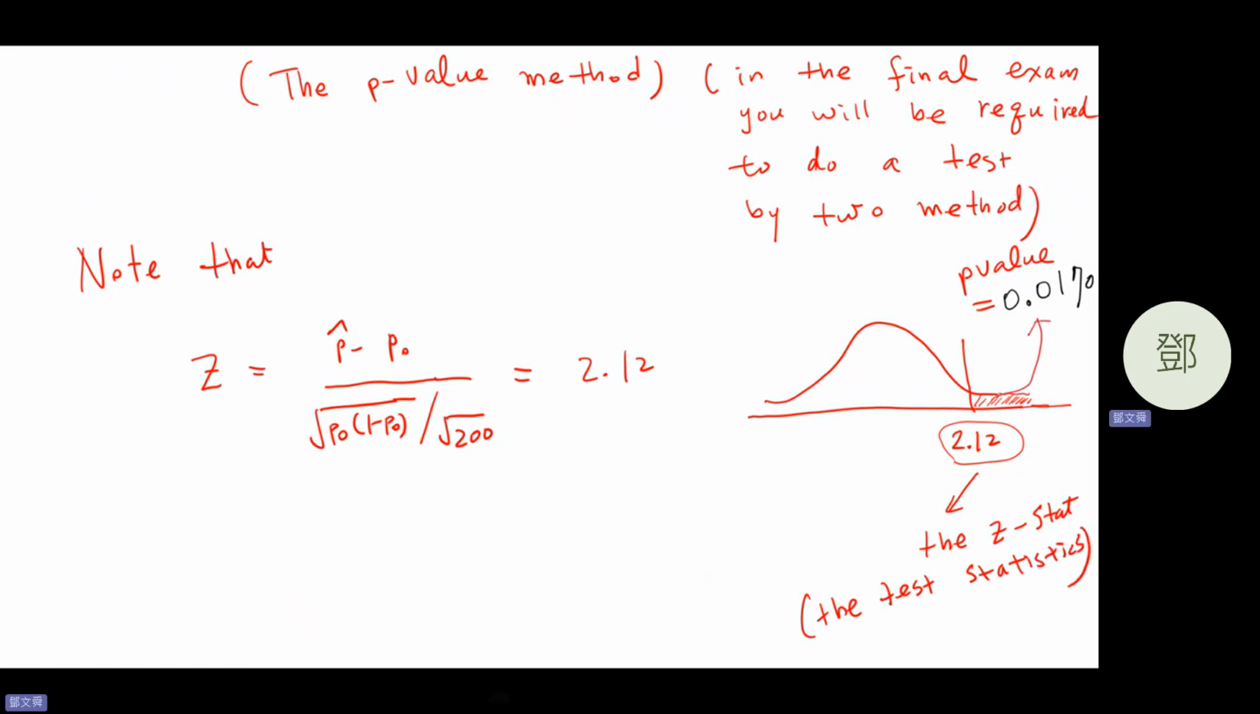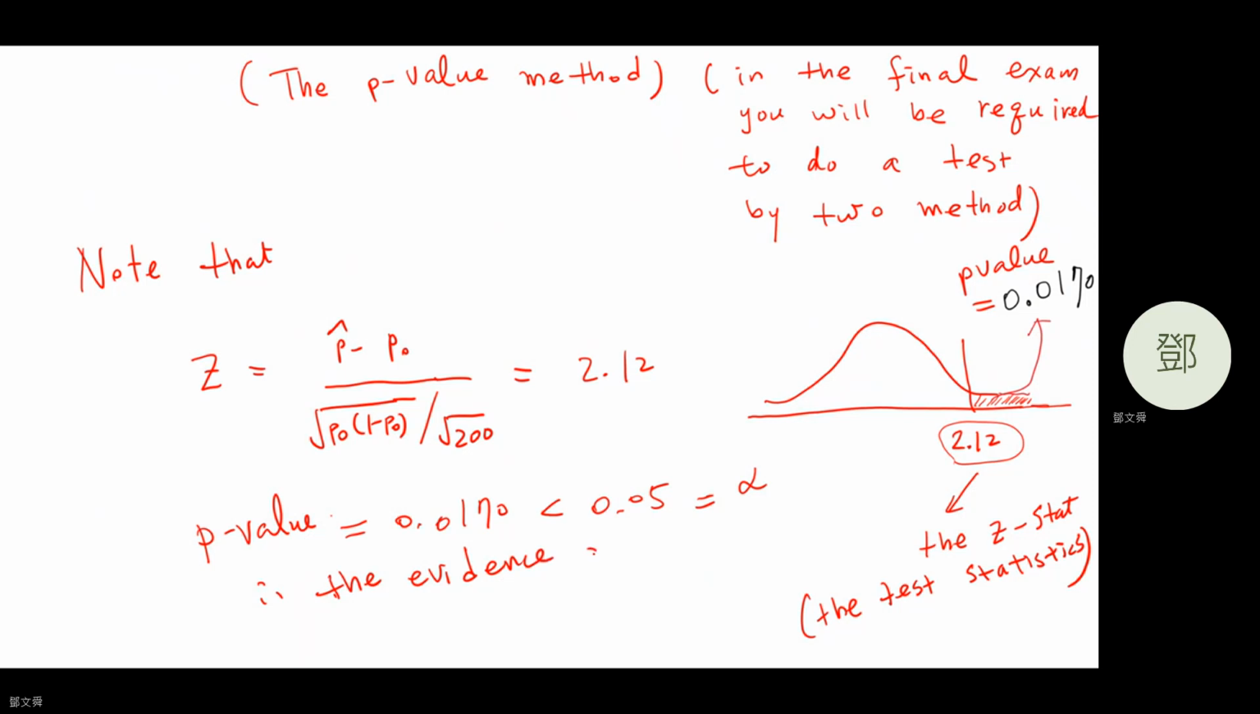Okay, and so the p-value equals 0.0170. It is smaller than 0.05. I told you before the midterm exam, when the p-value is smaller, the evidence is more significant. So the evidence is strong enough to support the attorney's claim.